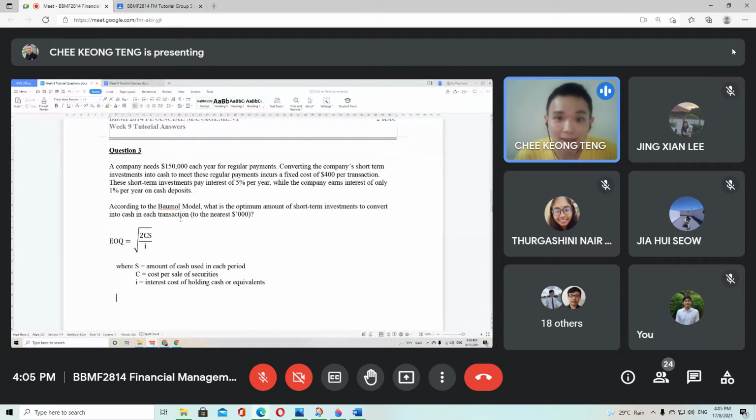Inventory is exactly the same with EOQ inventory management. Because in inventory management, this one will be the cost of holding the inventory. And in here will be cost of holding the cash. Because if you are holding cash, you have some cost, you have the opportunity cost of not investing your money properly. It's the cost of holding the cash. So it's the interest cost of holding the cash.